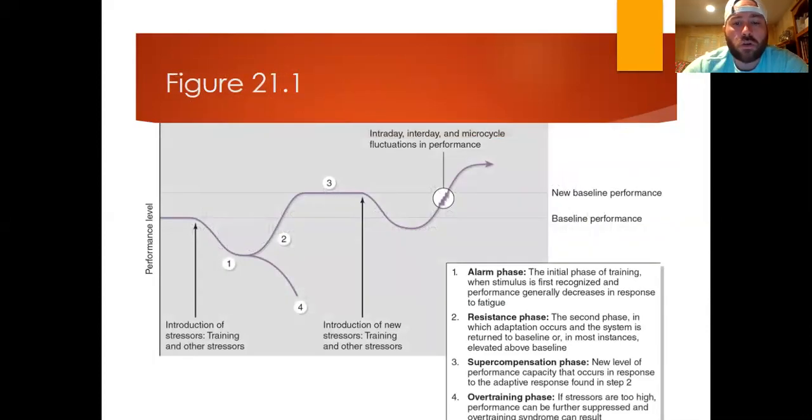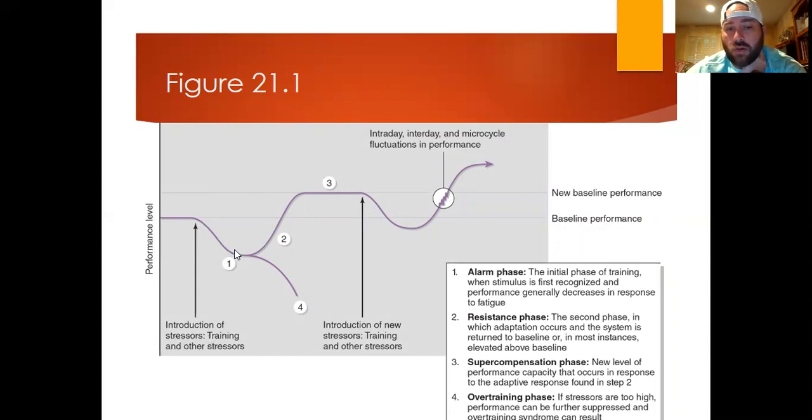Here we go. So essentially what's happening is, if we start here, let's just say right over in here, this is where we start. We come into the gym day 1. That's our baseline level of performance, okay? We're going to start introducing stressors. The training and the workouts are the stressors. The exercise is the stressor. And what starts to happen is our performance level will go down, all right?